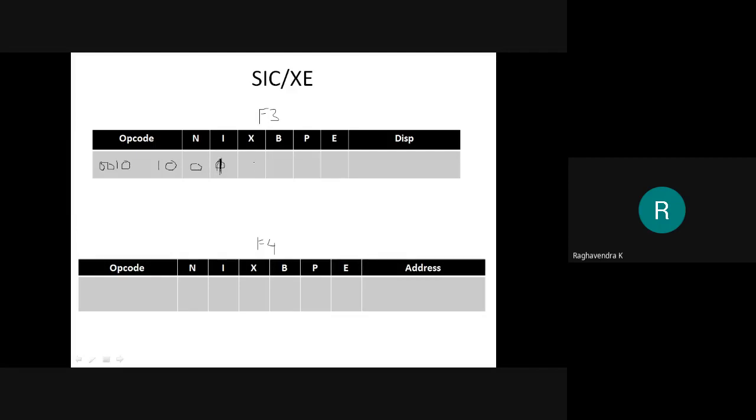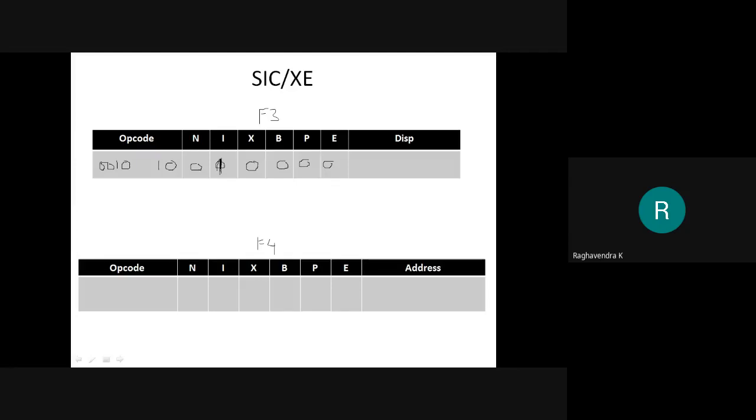Now, is it using indexed addressing mode? No. Is it using base? No, because it's using immediate addressing mode. Immediate means the operand is present in the instruction itself, so we're providing the operand in the instruction itself. So no PC, no extended format. All of them are 0, only the I bit is set to 1, right?